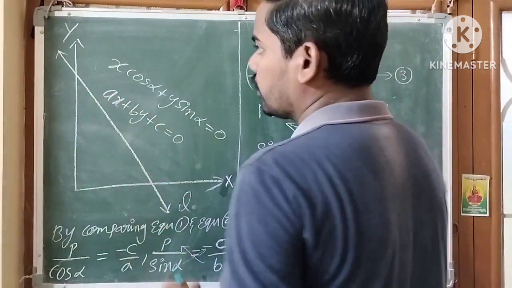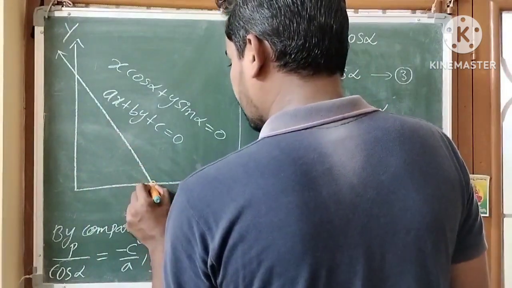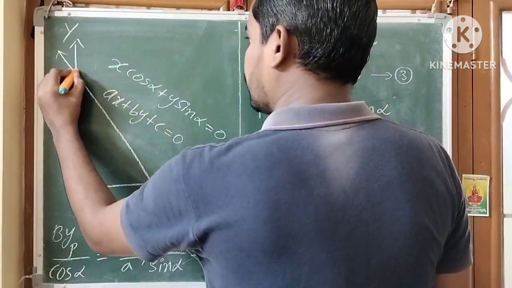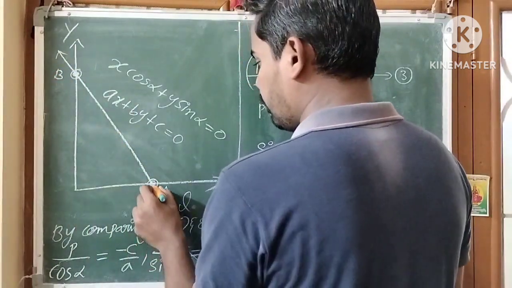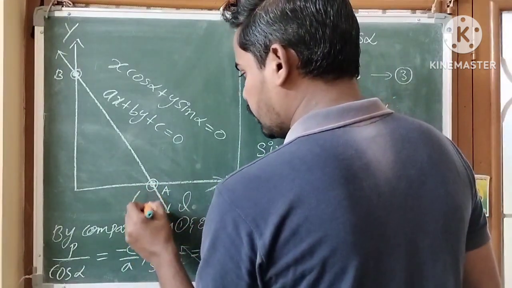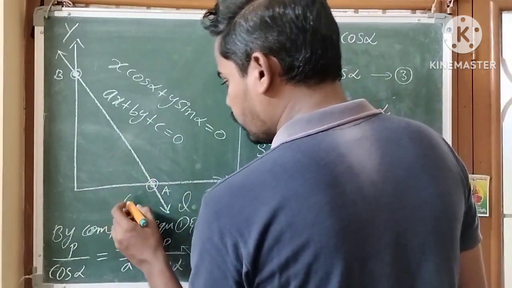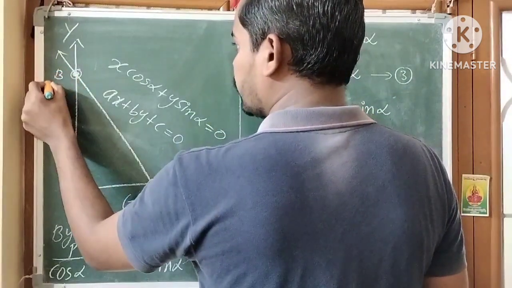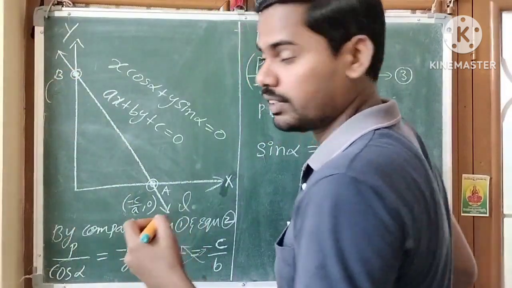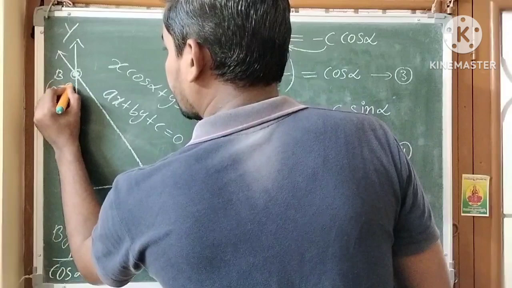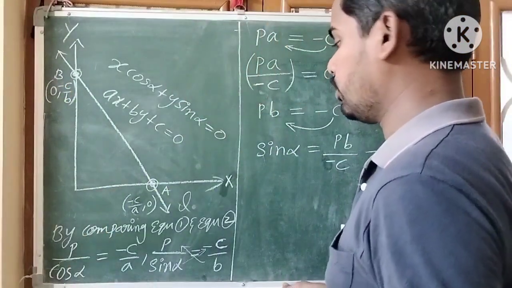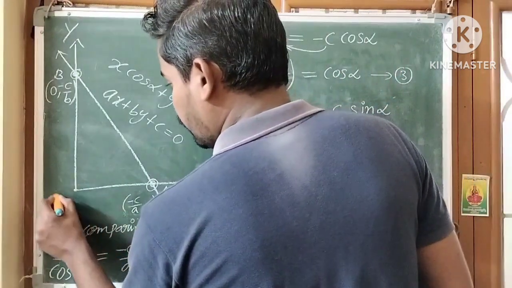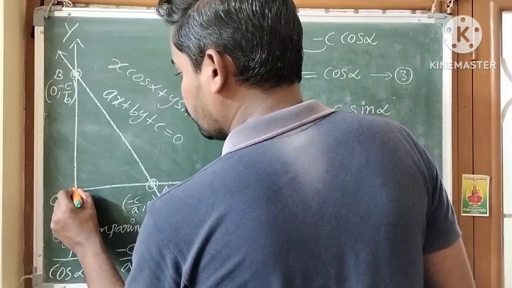This line intersects the x-axis at a point, let us say point A, and intersects the y-axis at a point B. Point A is called the x-intercept, whose coordinates are minus c by a comma 0. Point B is called the y-intercept, whose coordinates are 0 comma minus c by b. This is the origin O, with coordinates 0 comma 0.